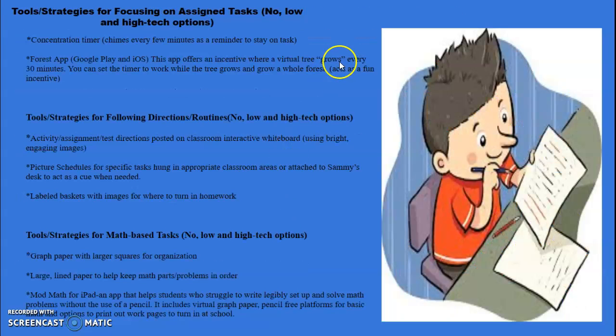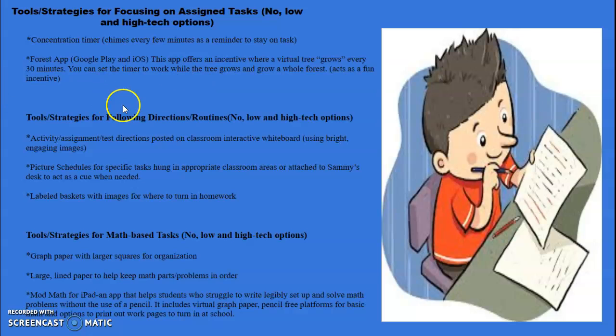Moving on to the next slide, looking at tools and strategies for focusing on assigned tasks. I chose to include a concentration timer that would chime every few minutes as a reminder for Sammy to stay on task. A Forest app, which is available on Google Play and on Apple devices. It offers an incentive where a virtual tree grows every 30 minutes. The student can set a timer to work while the tree grows, and they can grow a whole forest. This acts as a fun incentive to stay on task.